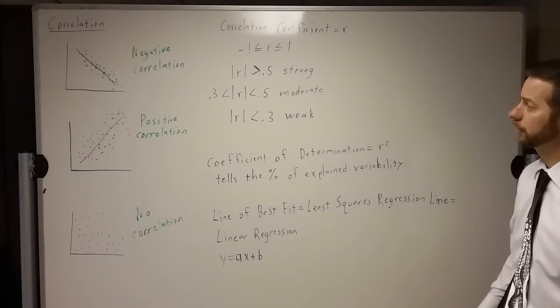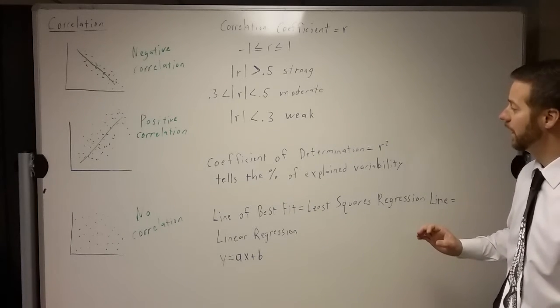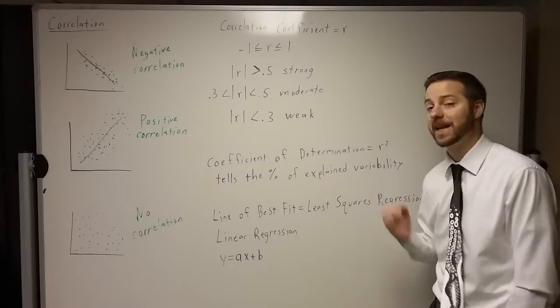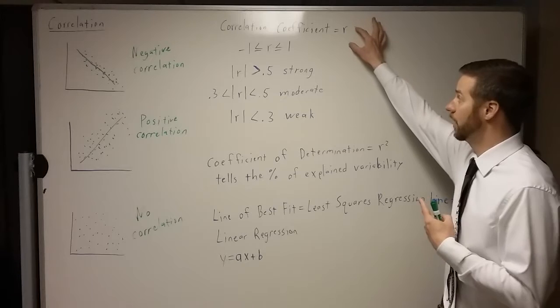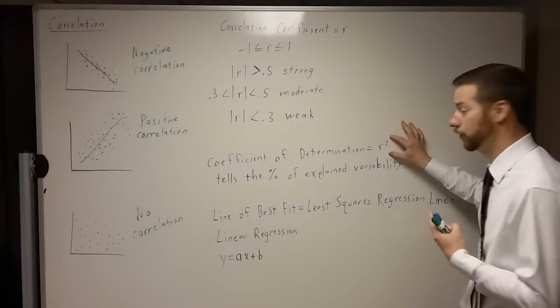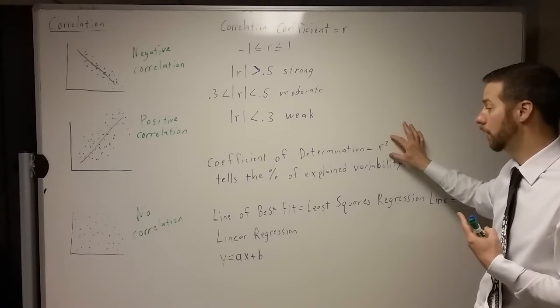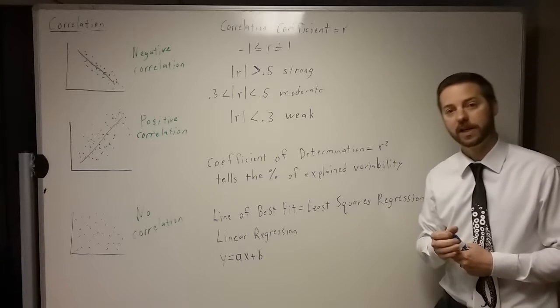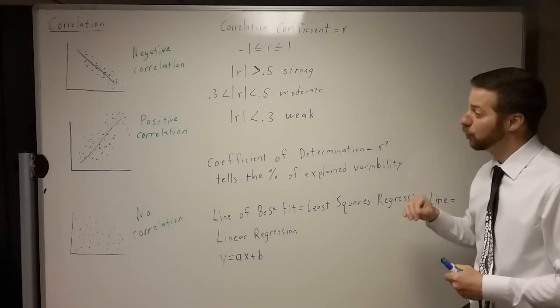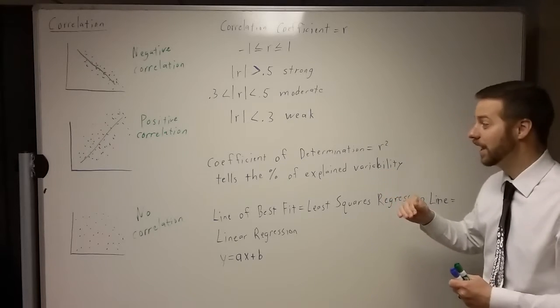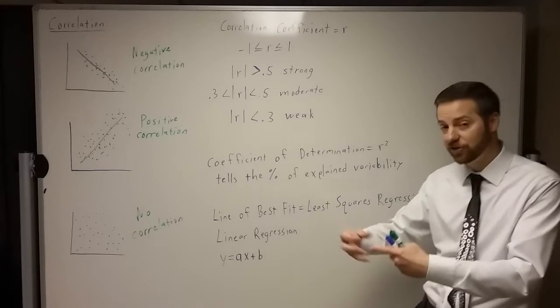So another thing that goes along with this correlation coefficient is the coefficient of determination, it's called. The way we find this, it's really related to r. You just take the correlation coefficient and you square it. R squared is what we call the percent of explained variability. So basically it tells you what percent of the one thing can be explained by the change in the other thing.